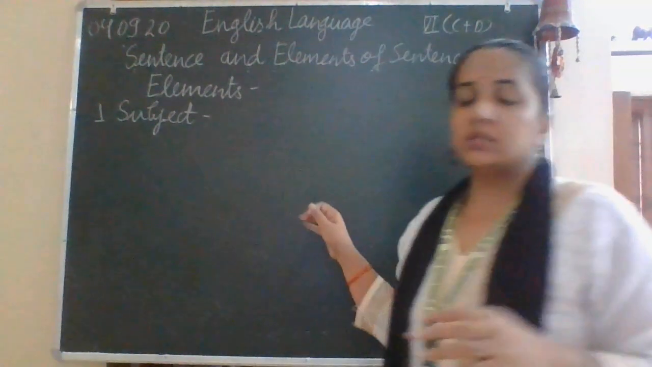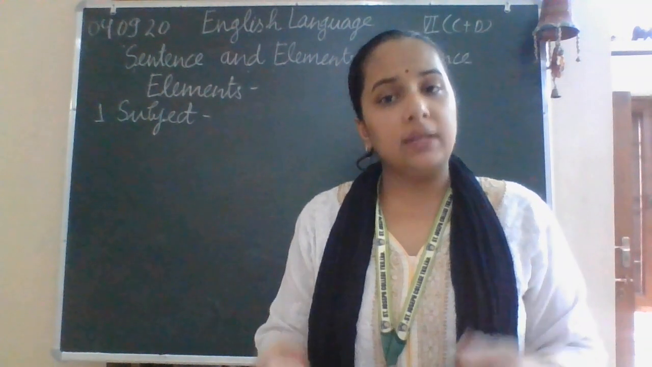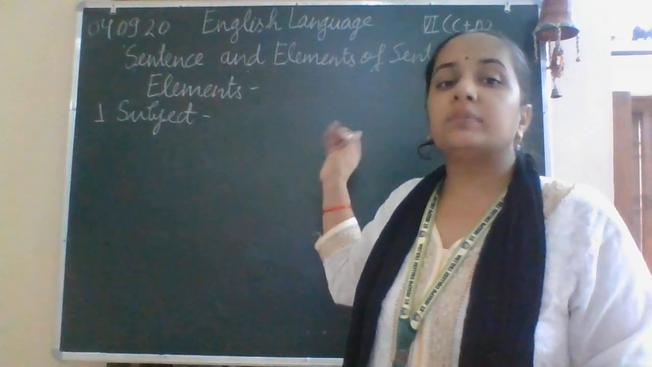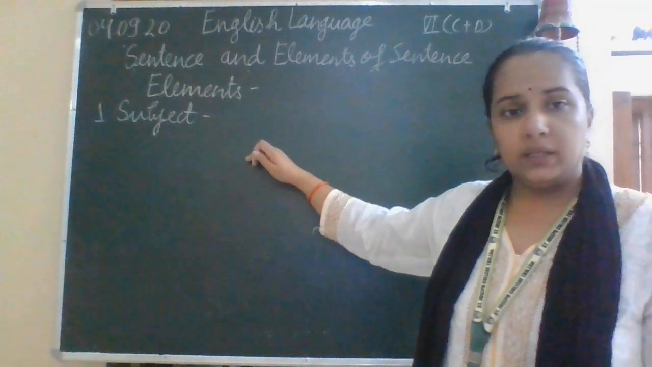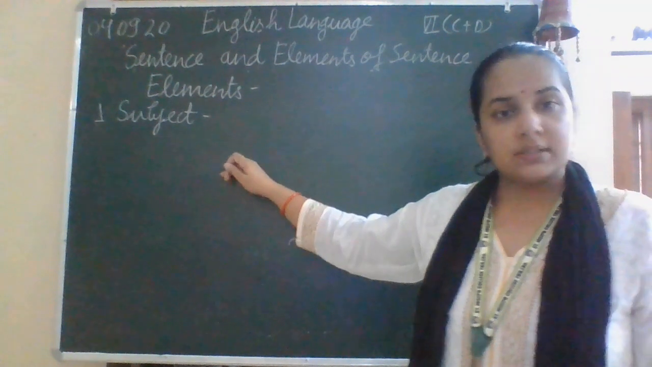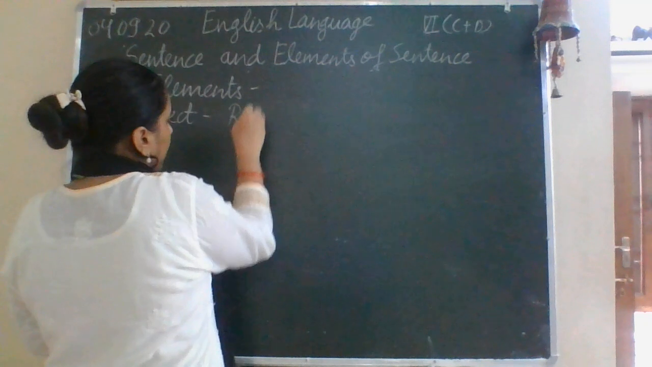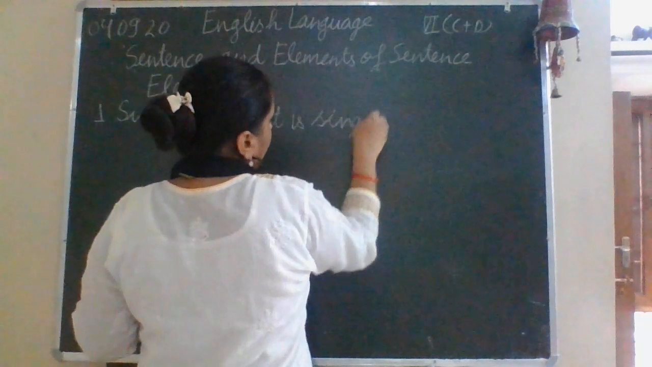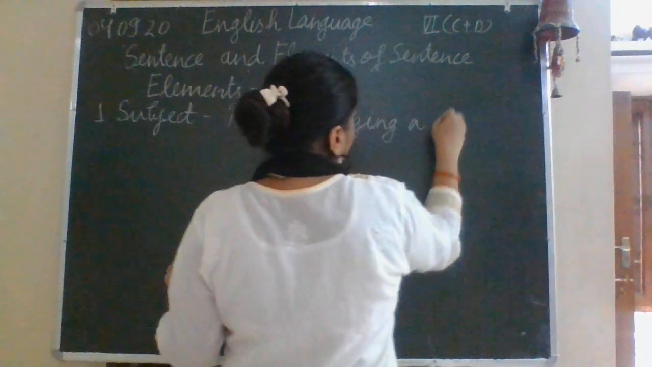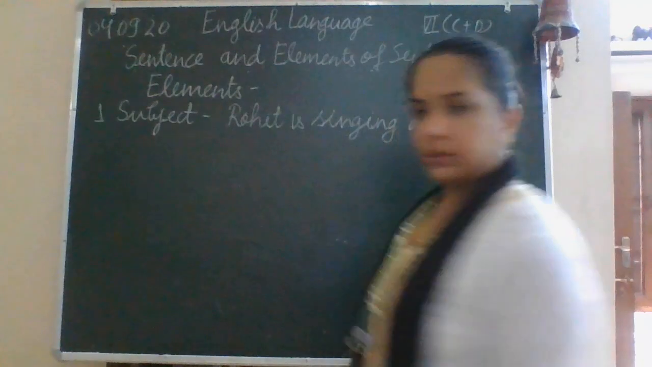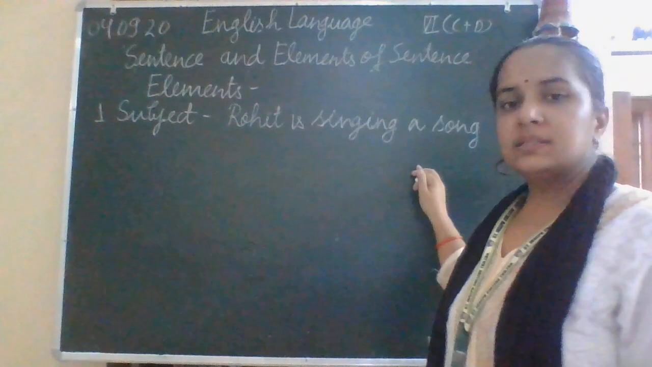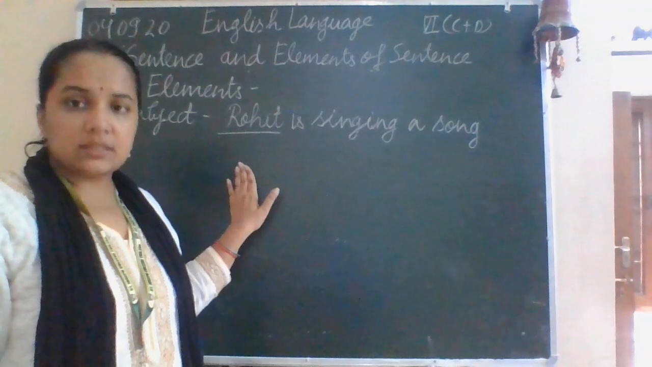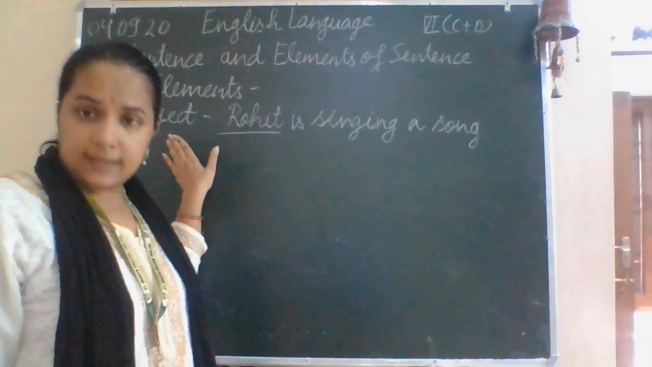The subject of a sentence is the word that gives you the name of a person or thing about whom we are talking, or about whom the sentence is speaking. That will be the subject of the sentence. For example, Rohit is singing a song. So this sentence is telling us about Rohit. So here in this sentence, Rohit is the subject.